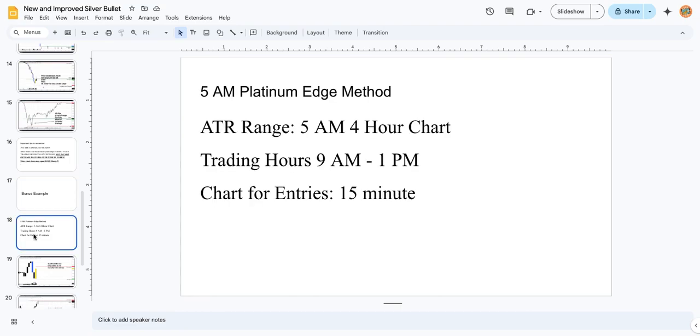So here's a bonus example now. Here's a 5 a.m. platinum edge method. Your ATR range is going to be from 5 a.m. So that means at 5 a.m. you want to see your ATR candle. Your trading hours now are going to be from 9 to 1, and it's still going to be 15 minutes.